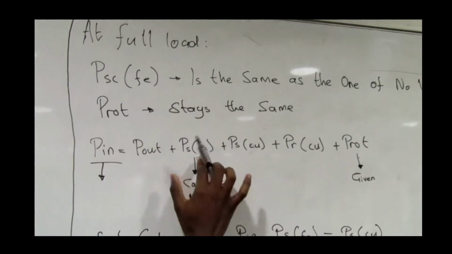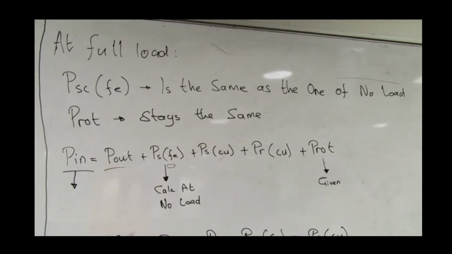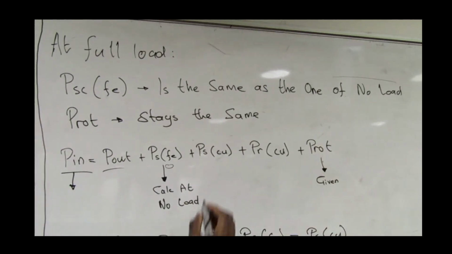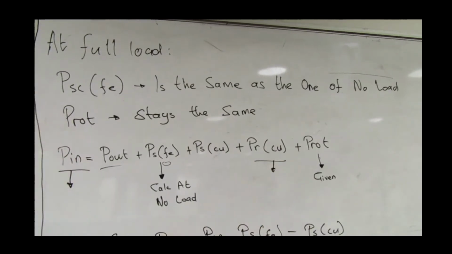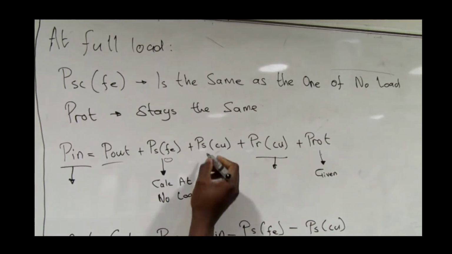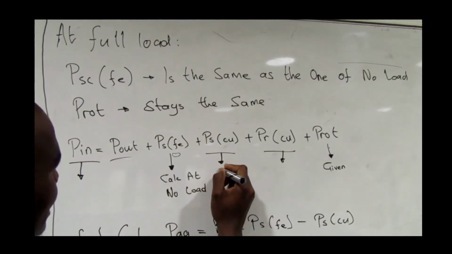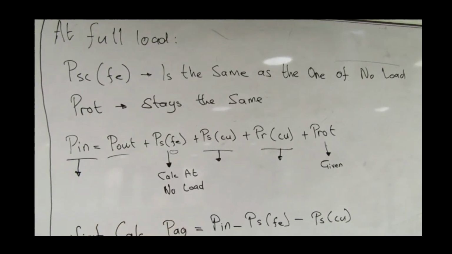Here we have calculated this one at no load. P out is what we are looking for. P out is also given. We have to calculate this one at full load, and it is also given by using the current at full load. So how are we going to get P out?